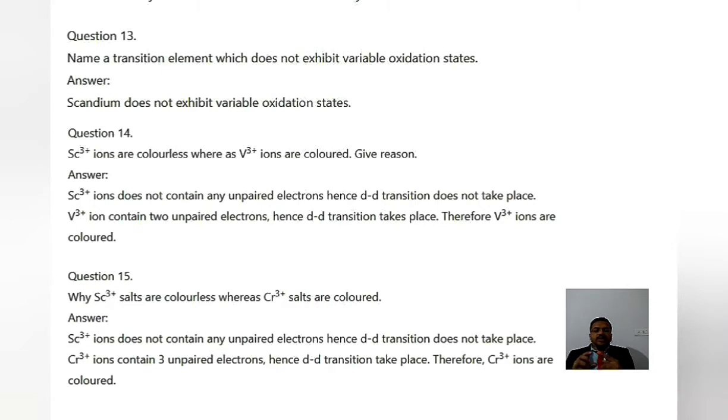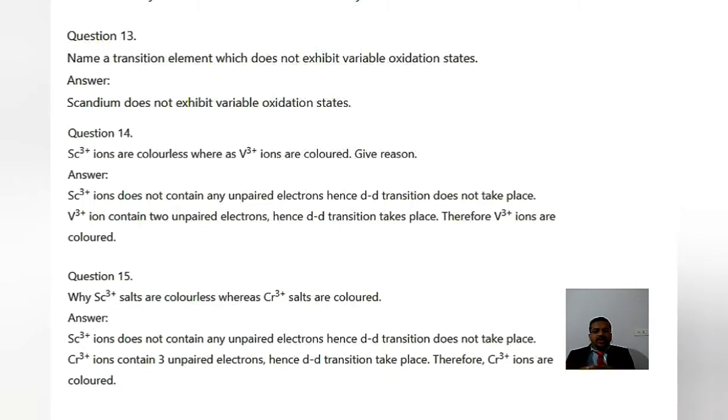For exhibiting d-d transition, the criterion is that the particular ion should have unpaired electrons. The normal electronic configuration of scandium is 4s2 3d1. But Sc3+ is the result of losing 3 electrons, so the electronic configuration is 4s0 3d0. That means there are no unpaired electrons. Since there are no unpaired electrons, d-d transition is not possible and thereby it is colorless.